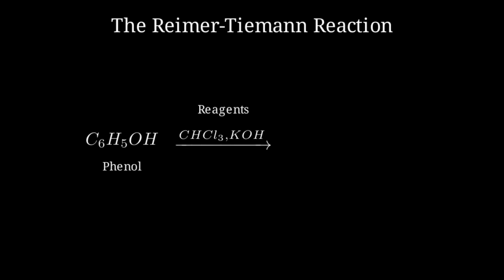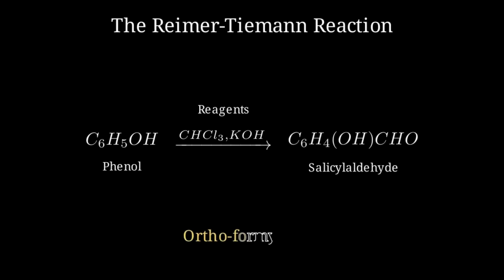The Reimer-Tiemann reaction is a classic organic synthesis method used to convert phenol into salicylaldehyde. This process introduces an aldehyde group specifically at the ortho position of the aromatic ring, providing a pathway to synthesize important precursors for pharmaceuticals and fragrances.